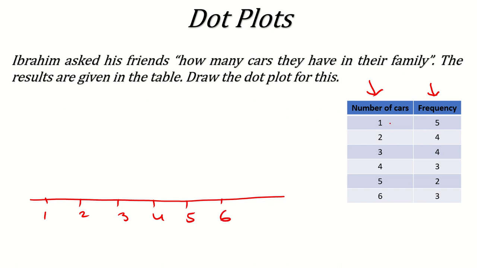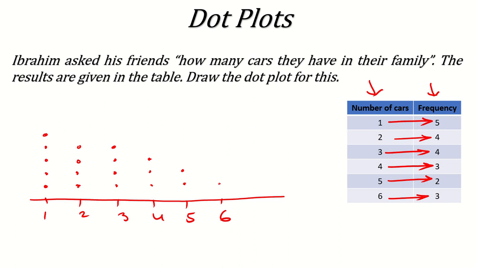Now what is the frequency for 1? 5. So 1, 2, 3, 4, 5. 5 dots for 1. 2 how much frequency? 4. So 1, 2, 3, 4. Then 3 how much frequency? 4 again. So 1, 2, 3, 4. Then 4 how many frequency? 3. So 1, 2 and 3. For 5 what is the frequency? 2. So 1, 2. And 6 what's the frequency? 3. So 1, 2, 3. Hope you have understood this question. If you have any problem you can write in the comment.